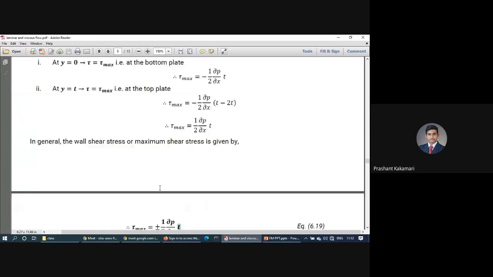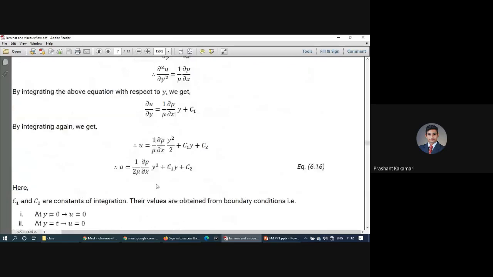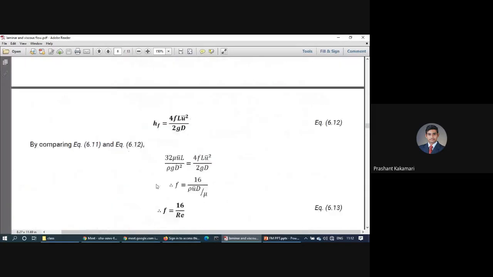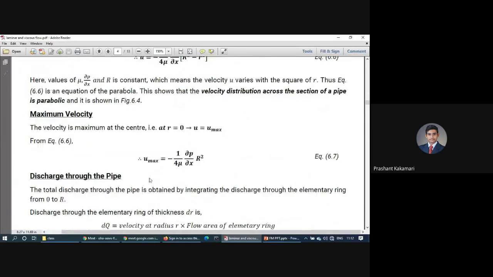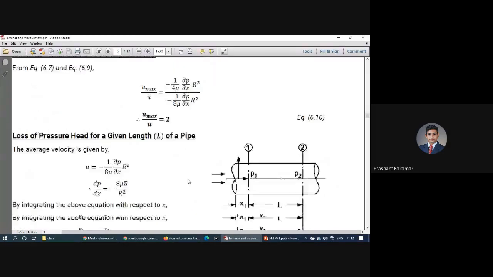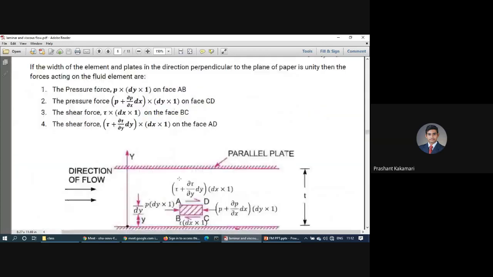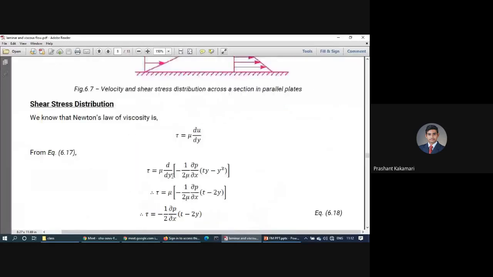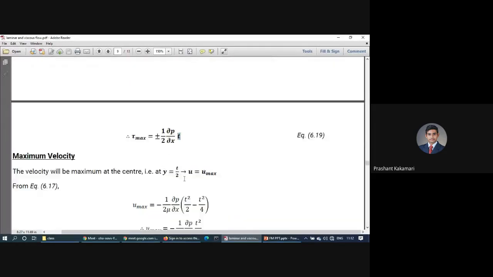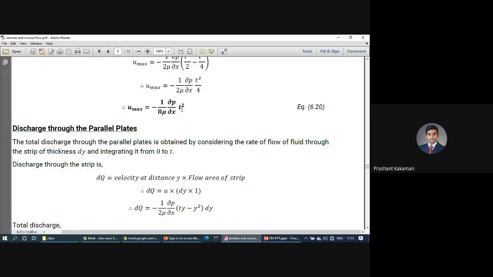So just see the circular pipe equations. We'll see the circular pipe equations, what we got in the U max relation, because we need to remember these equations carefully. So there it is 1 by 4 mu dou P by dou X capital R square for the pipe flow, and in the parallel plate flow, it is minus 1 by 8 mu into dou P by dou X into this T square.